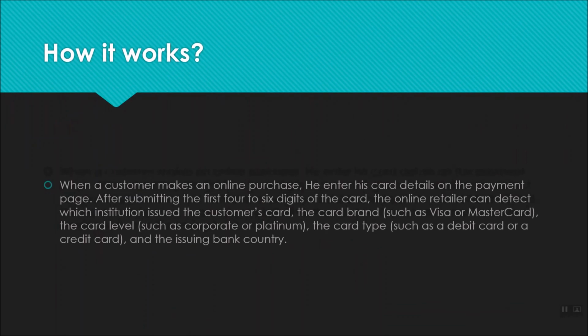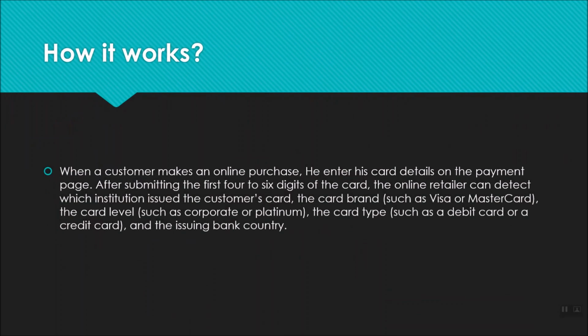How does it work? When a customer makes an online purchase, he will enter his card details on a payment page. After submitting the first 4 to 6 digits of the card, the online retailer can detect which institution issued the customer's card, the card brand such as Visa or MasterCard, the card level, the card type and the issuing bank country. After this detection, they will put an authorization request on the customer's account.